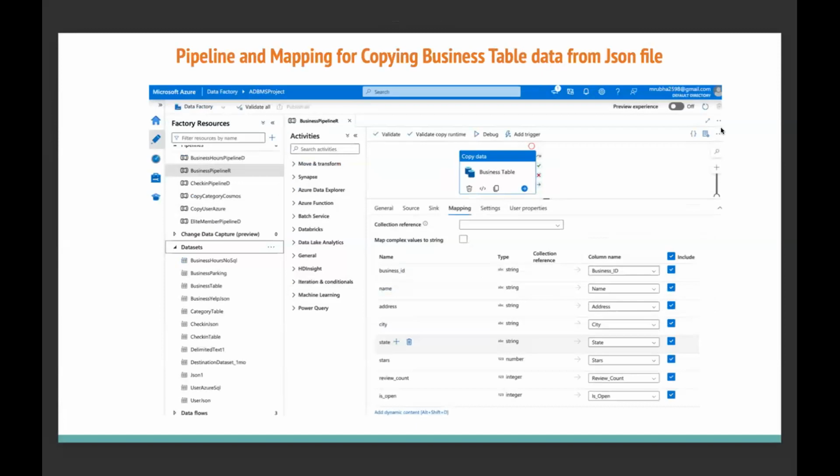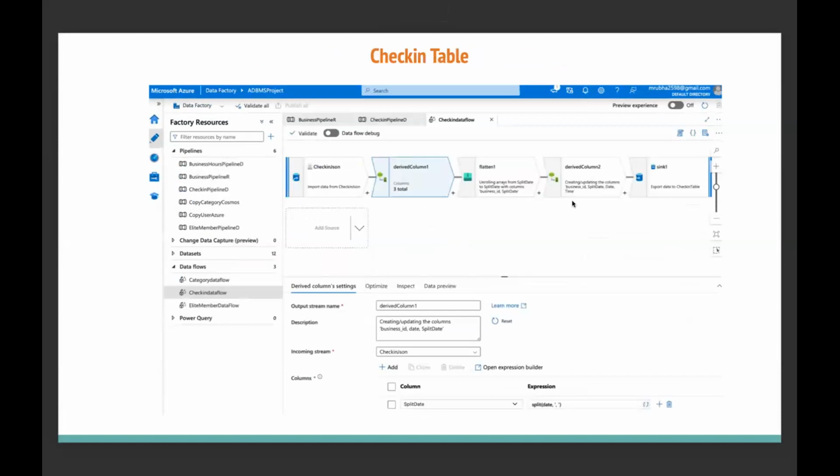Here we are building a pipeline. So this is a pipeline execution screenshot for a business table. And this is the pipeline under the hood. So I will just quickly give an overview of this pipeline. So we have check-in JSON data, and we are deriving 3 columns from it into a derived column. And since we had multiple attributes in a single line, we needed to separate it into various rows. So we have split it and then flattened the file. And then we are loading that data into our sink.